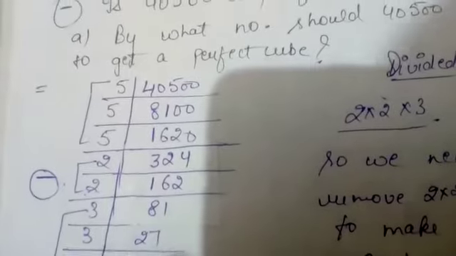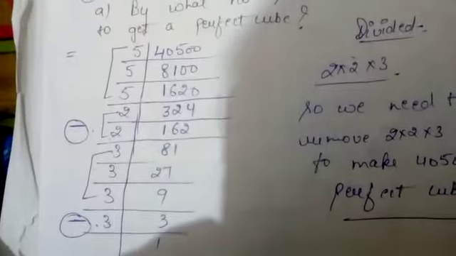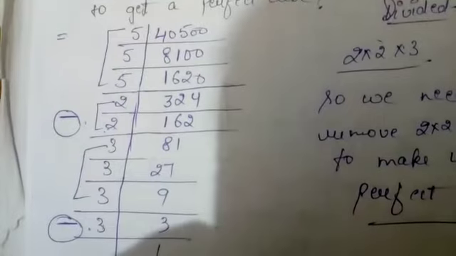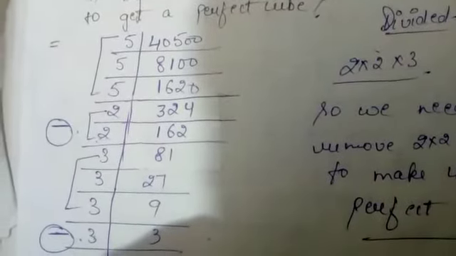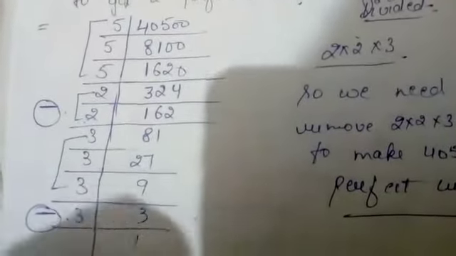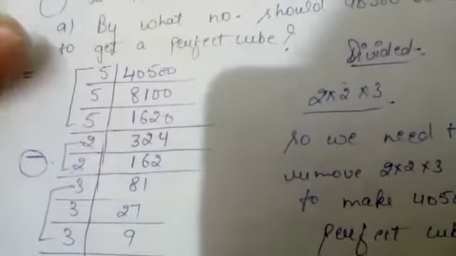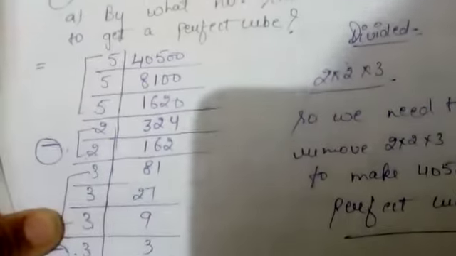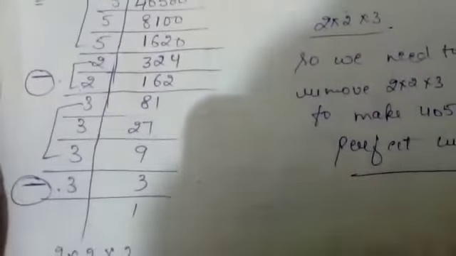Prime factorization we have already discussed, so you all can understand now what we have done in this. These are the prime factors of 40,500: 5 into 5 into 5, 2 into 2 into 3 into 3 into 3 into 3. Okay, so there are 2 and 2. It is 2 times and it doesn't form a group. There should be 3 numbers to form a group.